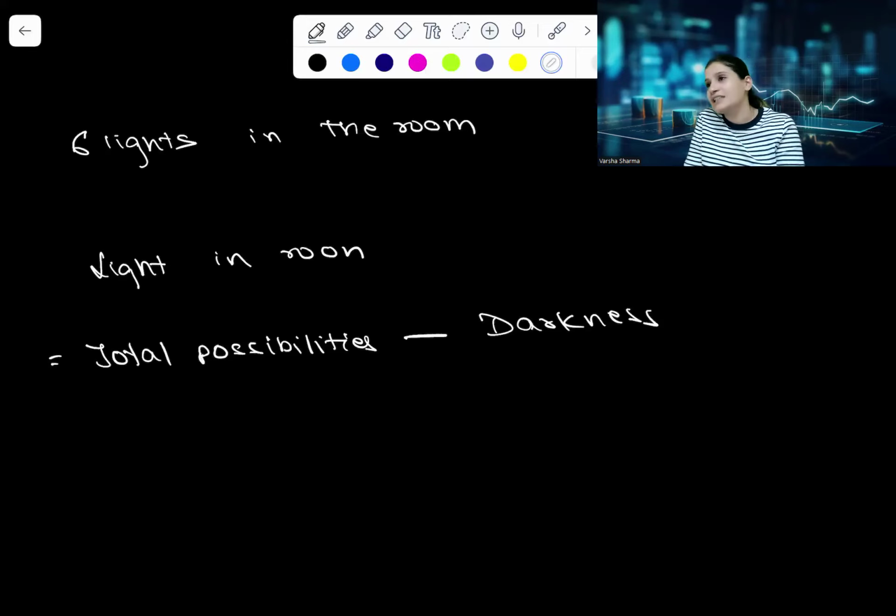I'm talking about total. For total possibilities, every light has a switch. Every switch has two options. Either it will be on or it will be off. So the first light has two options. Second light, two options. Third light, two options. All the six lights have two options each. So what are the total ways for all the six lights to be thought together?